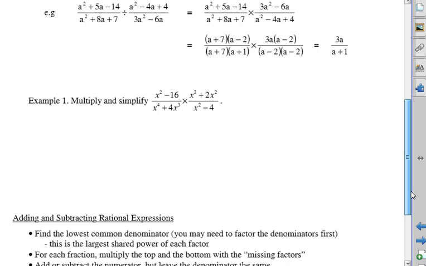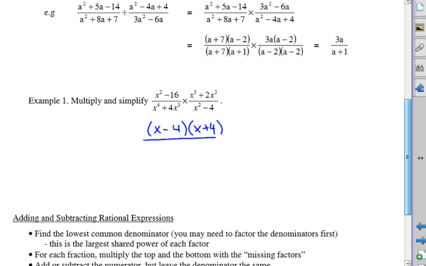So x squared minus 16. Can we factor it? Difference of squares. What does it factor to? x minus 4, x plus 4. What about the bottom?